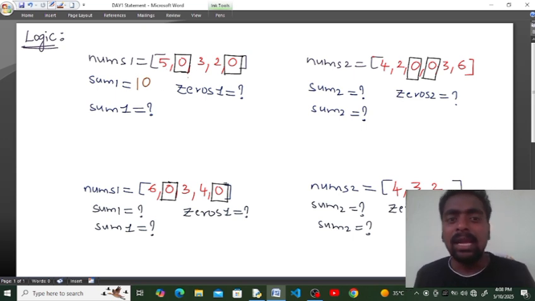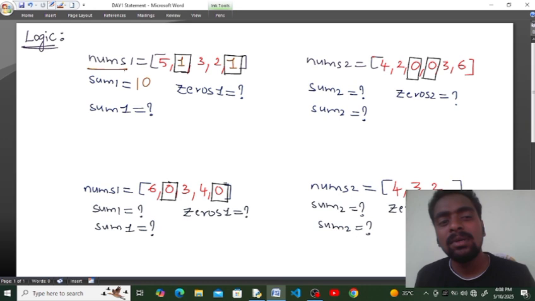you have to keep ones in place of all the zeros in the first array, right? Because the sum of nums1 must be minimum. So it means that every zero must be replaced with the smallest positive number, which is one. So that's why, after adding all non-zero values and storing that value in sum1, I will replace all the zeros in nums1 with ones.